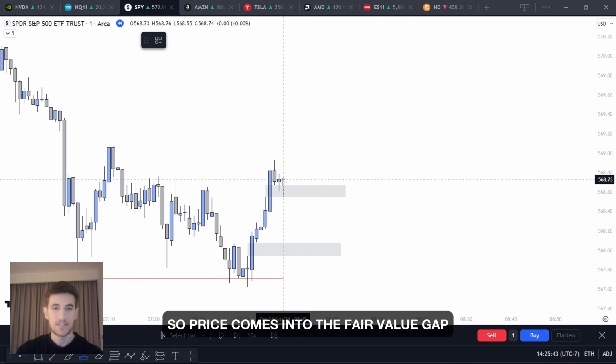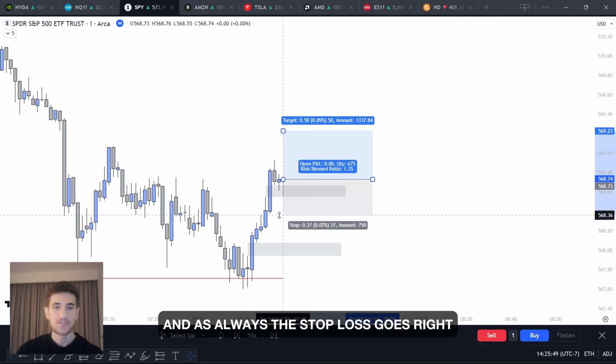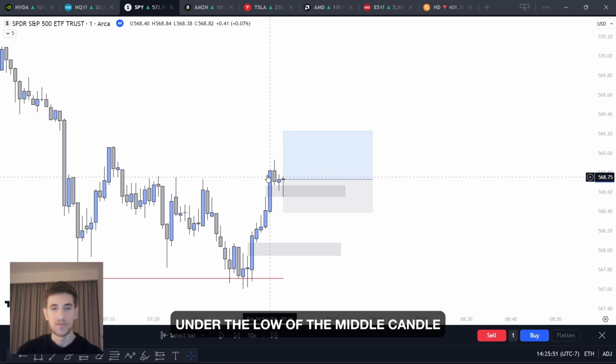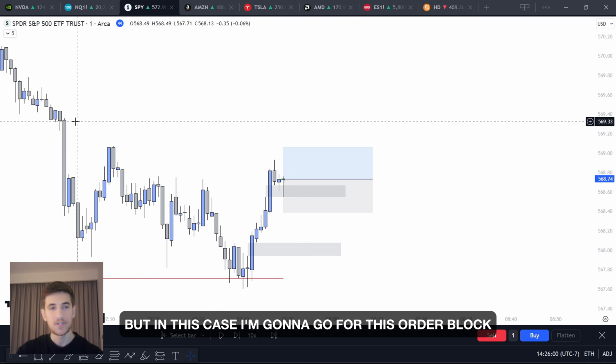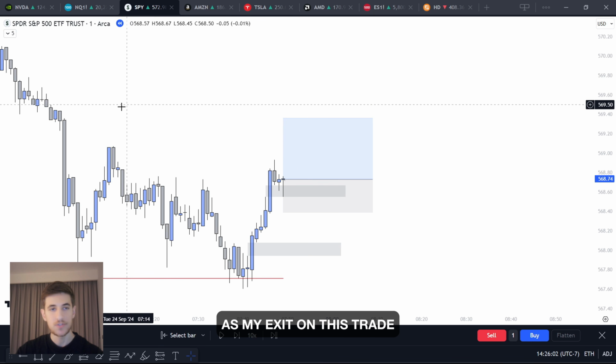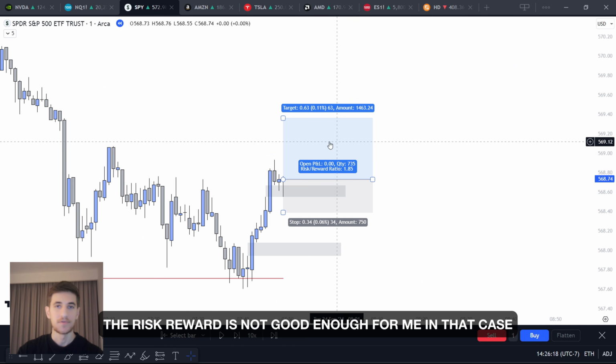So price comes into the fair value gap, and this is where we will be taking our entry on the trade. And as always, the stop loss goes right under the low of the middle candle. And we want to target the next previous high, but in this case, I'm going to go for this order block as my exit on this trade because this is too low of a target. And personally, the risk to reward is not good enough for me in that case.